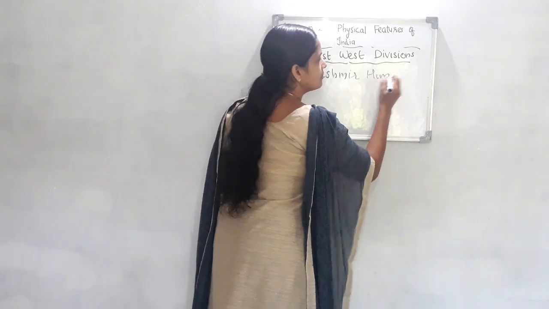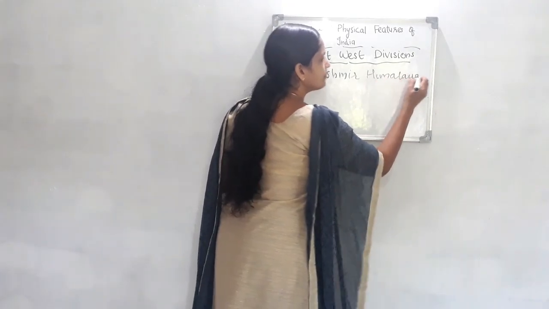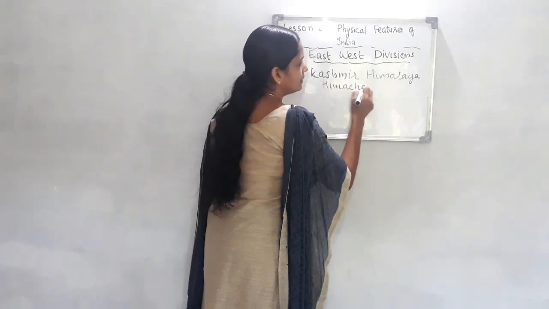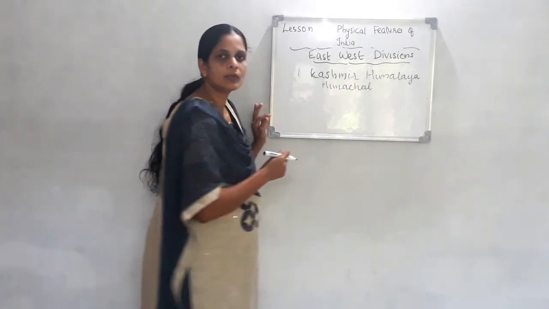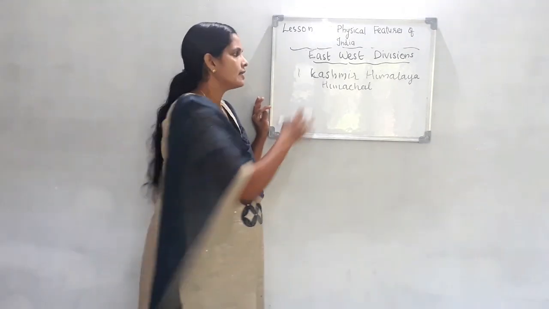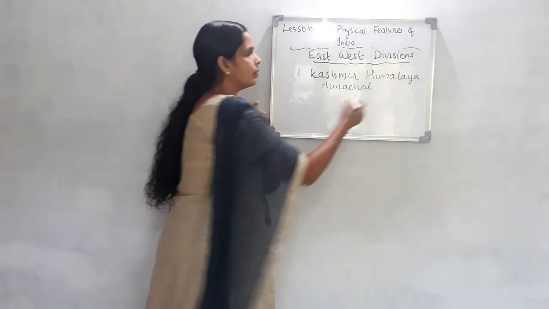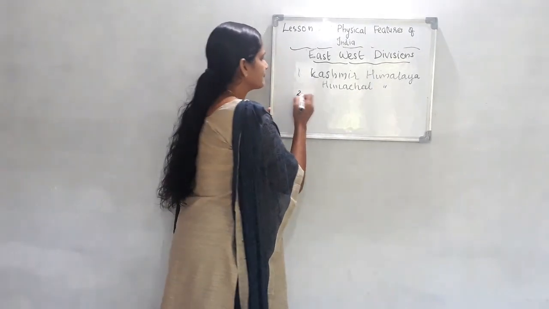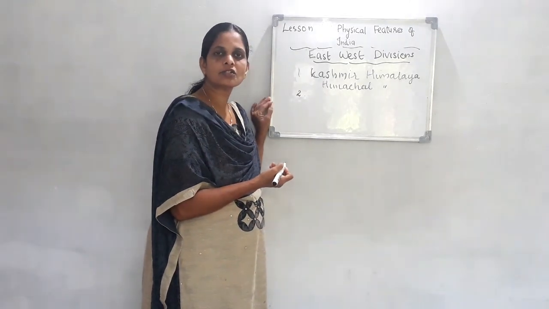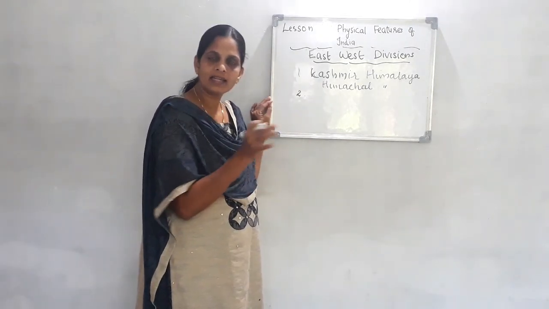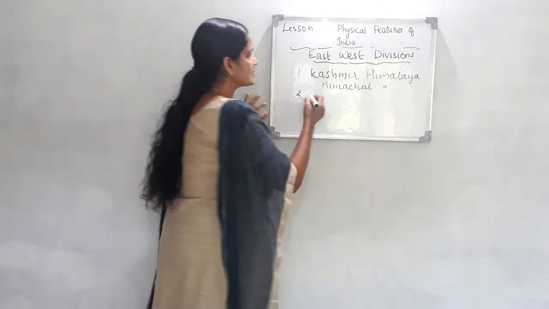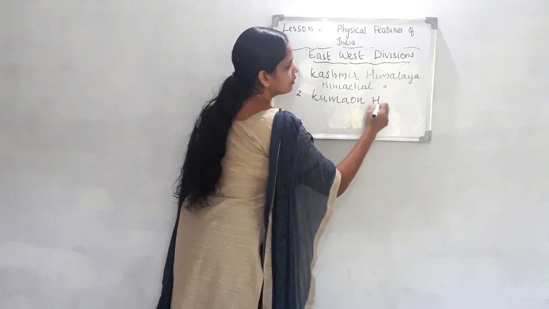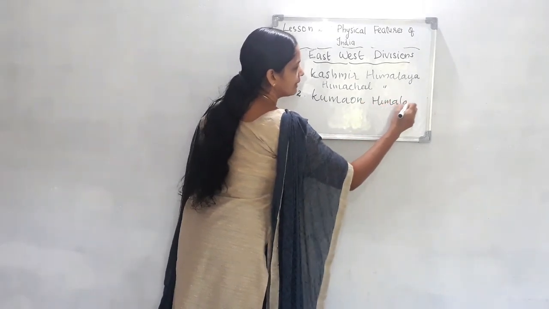At the same time, this part in Himachal Pradesh is known as Himachal Himalaya. The area between river Indus and river Satluj is known as Kashmir Himalaya or Himachal Himalaya. Is it okay? The next is from river Satluj to river Kali. The middle part is called Kumaon Himalaya. Kumaon is a somewhat different name. Kumaon Himalaya means the Uttarakhand region.